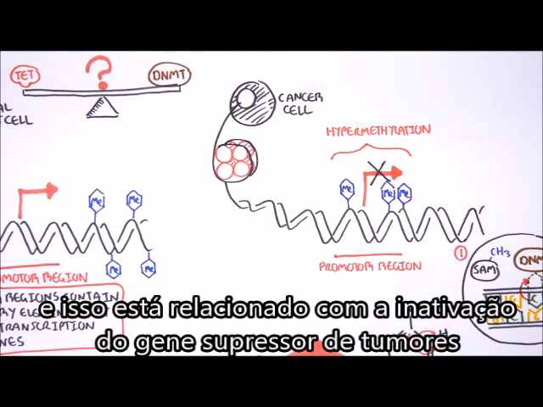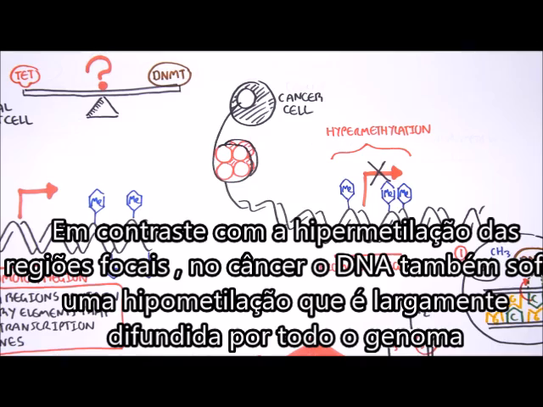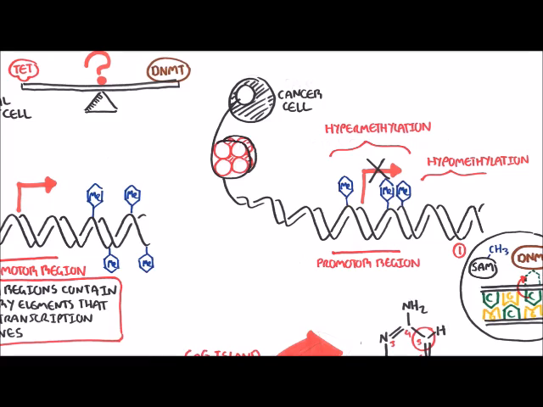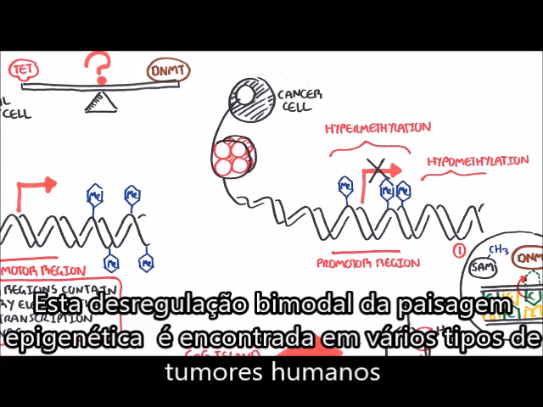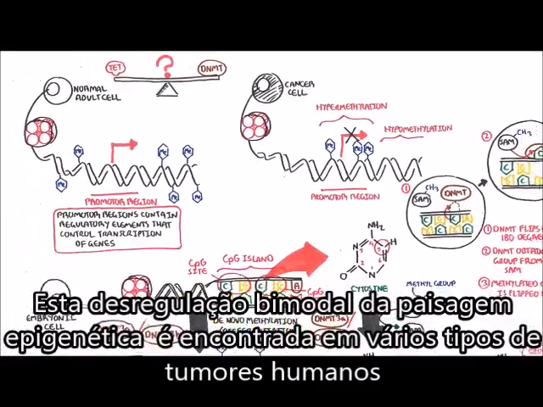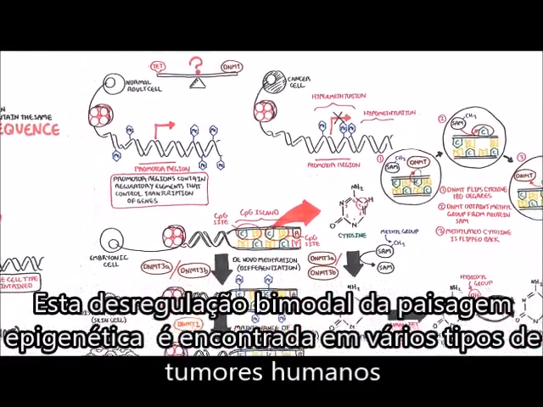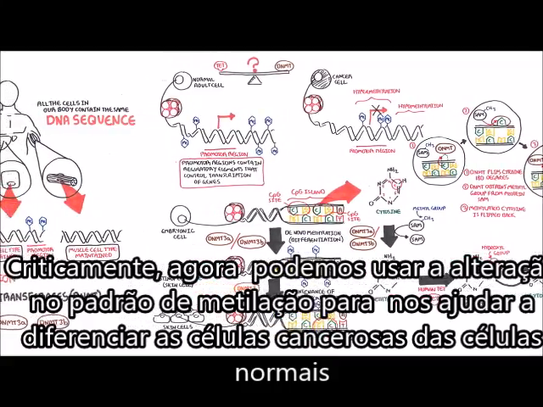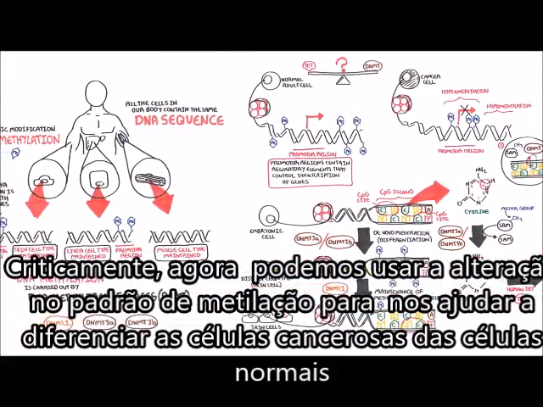In contrast to the focal regions of hypermethylation, cancer DNA also undergoes widespread hypomethylation across the entire genome. This bimodal deregulation of the epigenetic landscape is found in every type of human tumor. Critically, we can now use the alteration in the methylation pattern to help us detect cancer cells from normal cells.